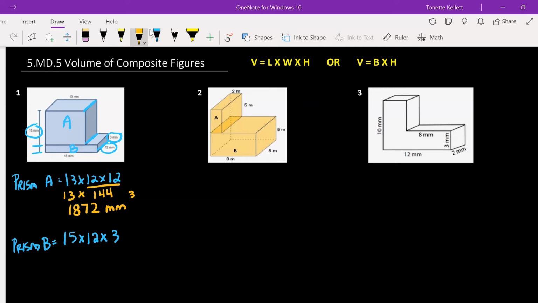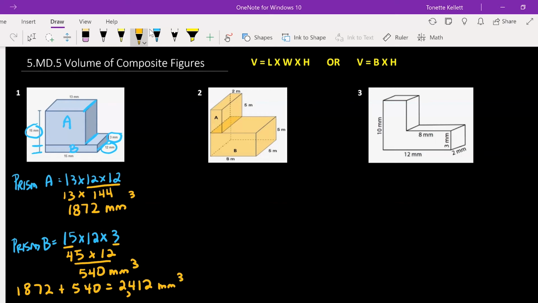All right, then we have 15, 12, and 3. I'm going to choose to do 15 times 3 first because it's commutative. That's 45 times 12. 45 times 12 is 540 millimeters cubed. When you add 1872 plus 540, you get 2,412 millimeters cubed. 2,412 millimeters cubed.